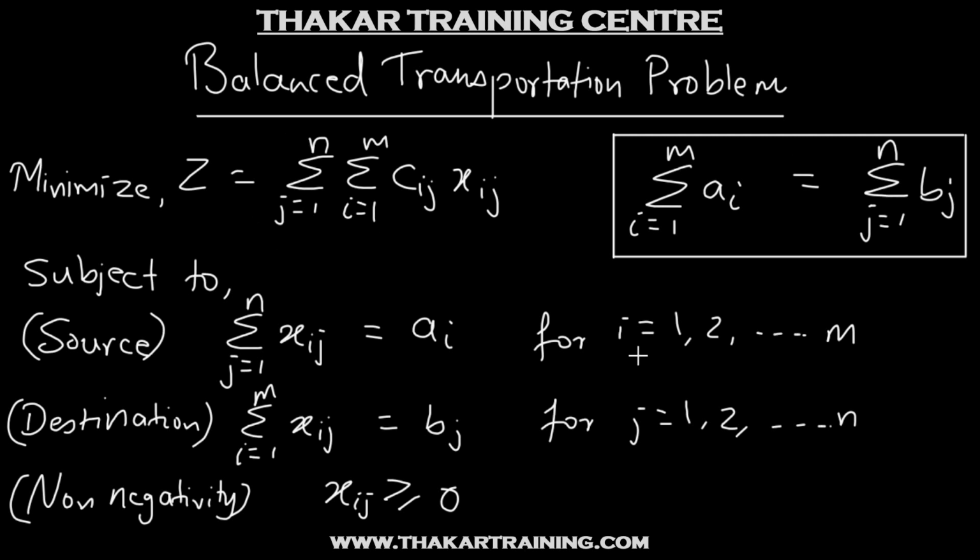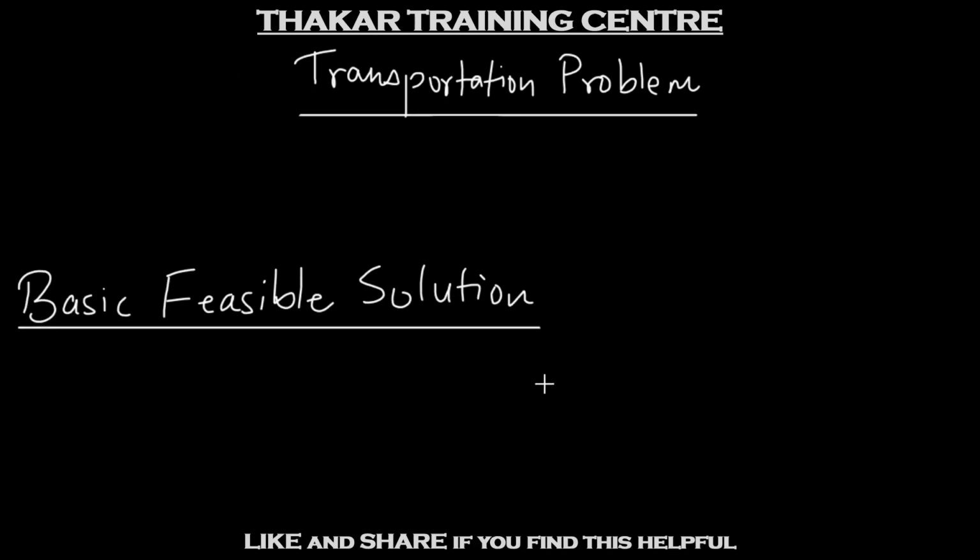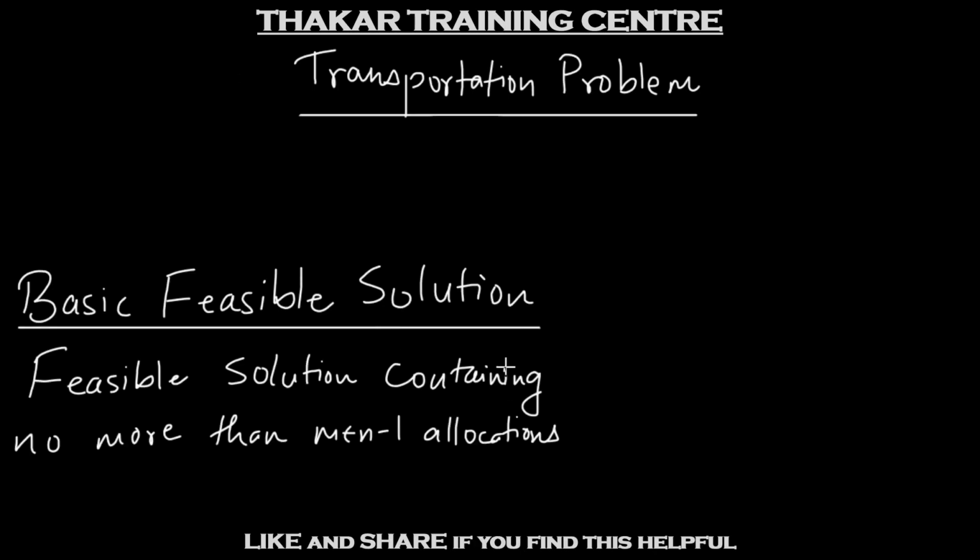So in general, when there are m plus n equations, one of them is going to be redundant, and so we need to satisfy only m plus n minus 1 equations. So a balanced transportation problem has total m plus n minus 1 basic variables. So what we mean by basic feasible solution is that it is a feasible solution containing no more than m plus n minus 1 allocations.